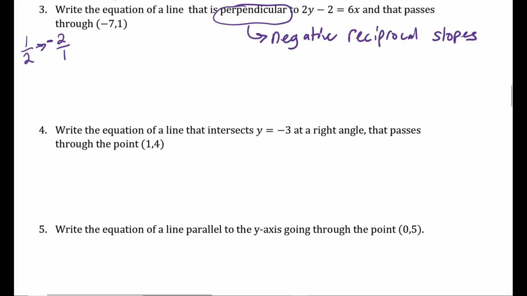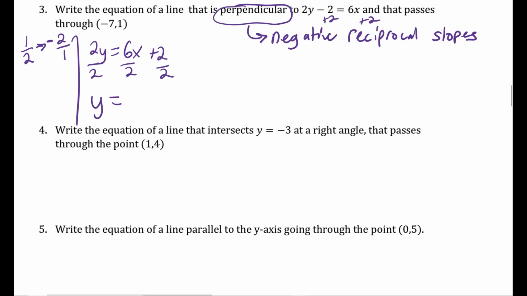So I'm still going to solve for y. So 2y equals 6x plus 2 if I just add 2 on both sides. And I divide everything by 2 to get y by itself. So I'm getting the line they give me into slope-intercept form so I could figure out what the slope is. So in this case I see the slope is 3, but that's not the slope I'm going to use when I plug into point slope form. I want the negative reciprocal of 3.